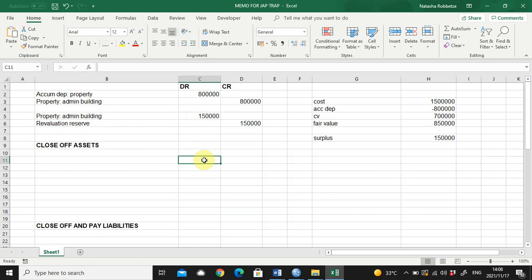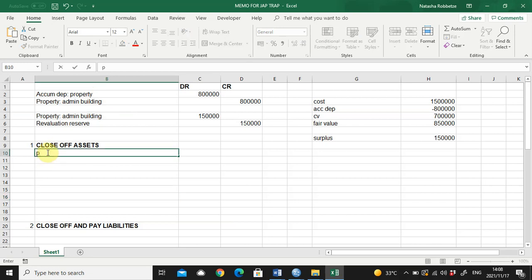And there we have completed our revaluation that needs to be done. From this point forward, we will now start with the steps of closing off the assets. We need to pay particular attention to the property, because now we will not be eliminating the accumulated depreciation of the property in step 1, because we have already eliminated it when we did the revaluation before we started with our steps.